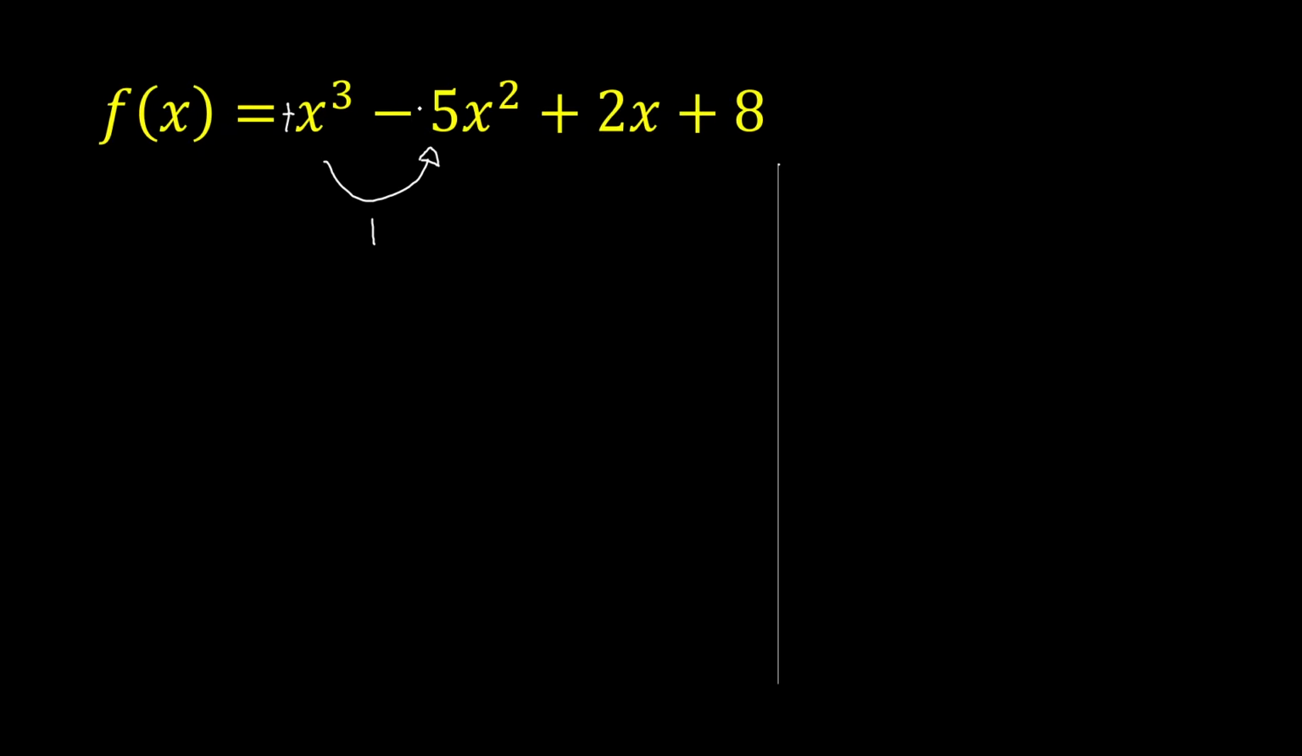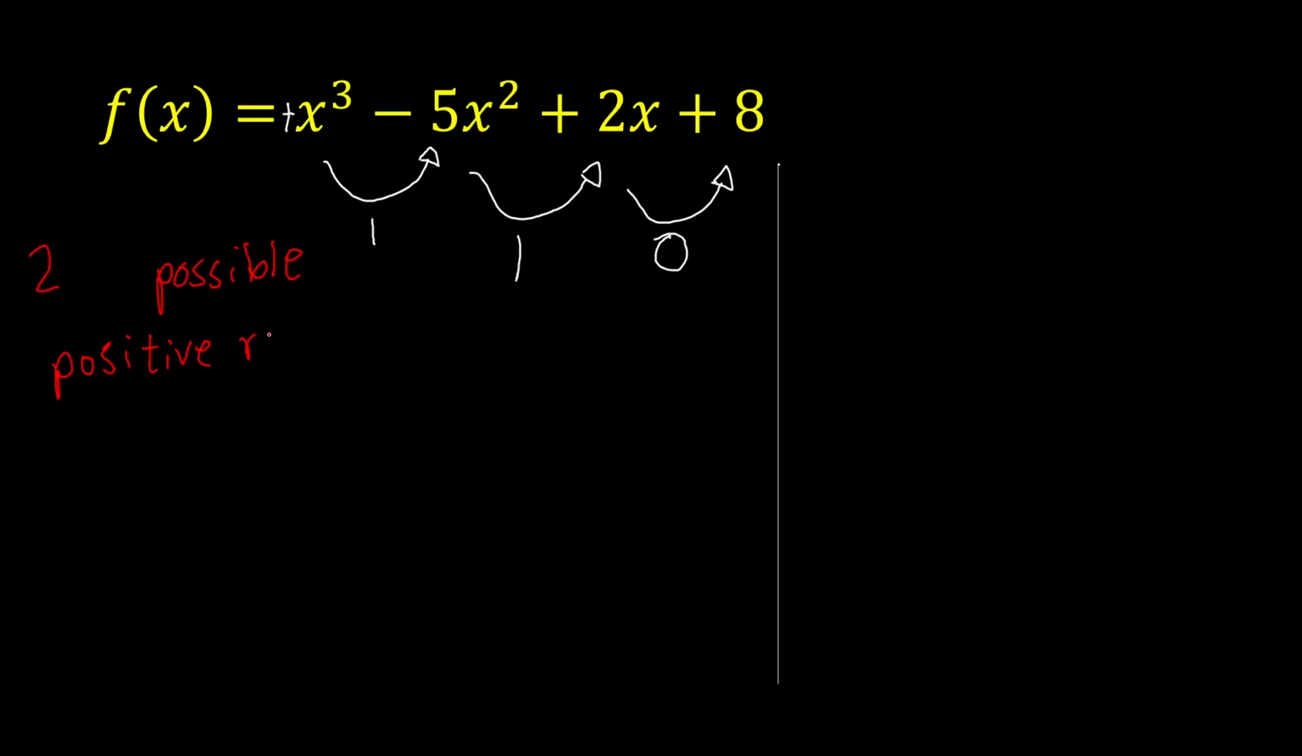Same here, negative 5x squared, positive 2x. This is one variation of signs because it's from negative to positive. But from here, positive to positive, there's no variation of signs because it's from positive to positive. So we can assume that there are two possible positive roots.